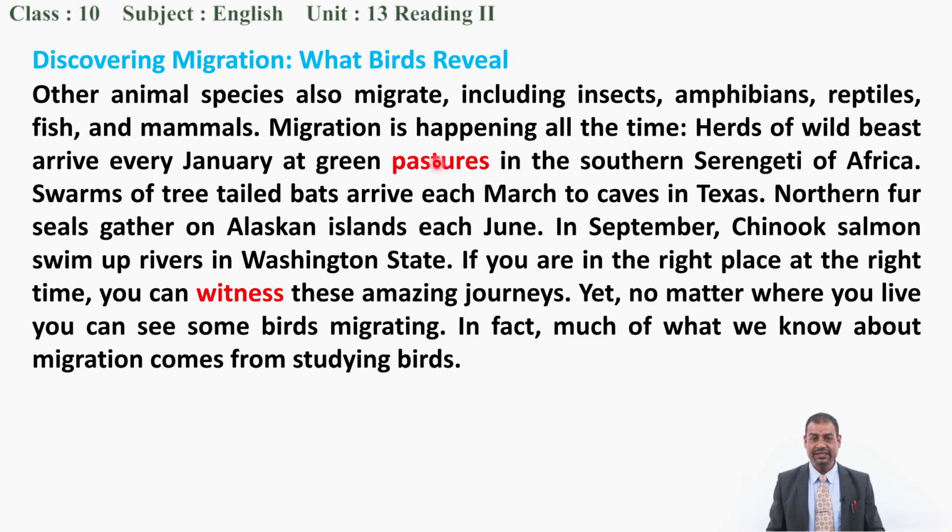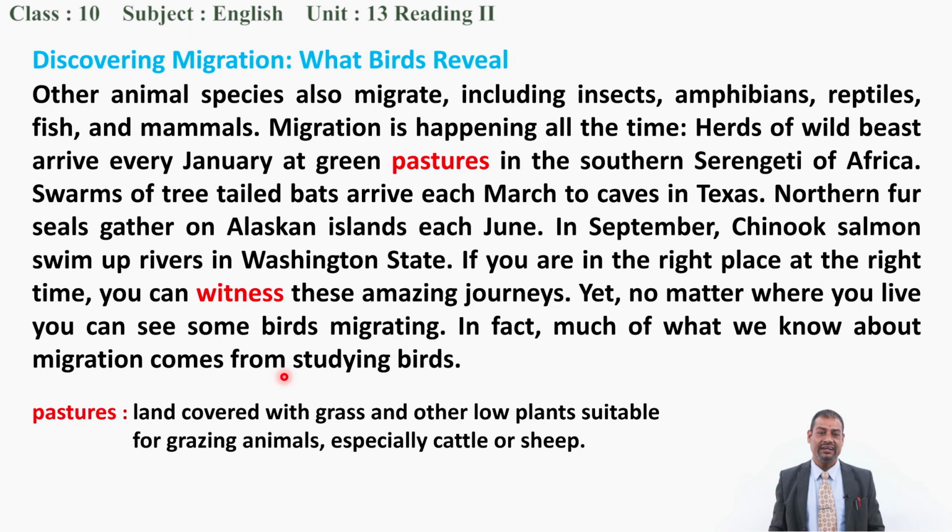Now again we have here highlighted words, and the first one is pastures. What does it mean? P-A-S-T-U-R-E-S. How do you pronounce? Pastures. So what does it mean? Oh yes, it's a big grassy land. Land covered with grass and other low plants suitable for grazing animals, especially cattle or sheep. Okay. So simply you can understand a large area covered with grass, or you can say grassy land suitable for the animals.